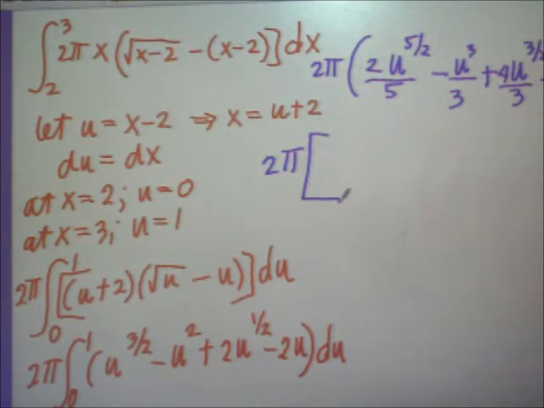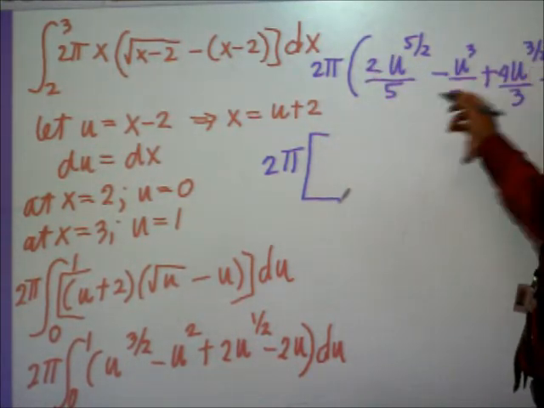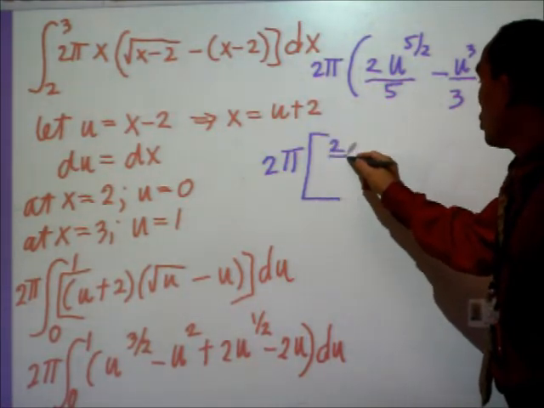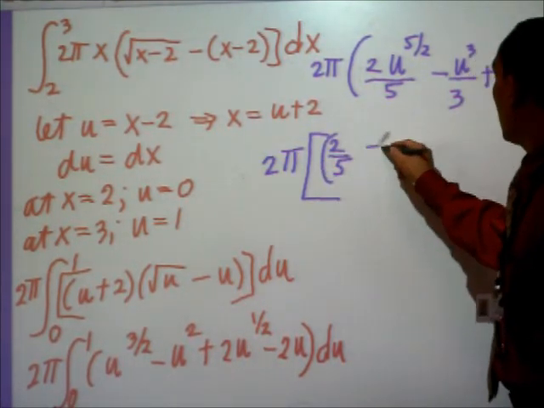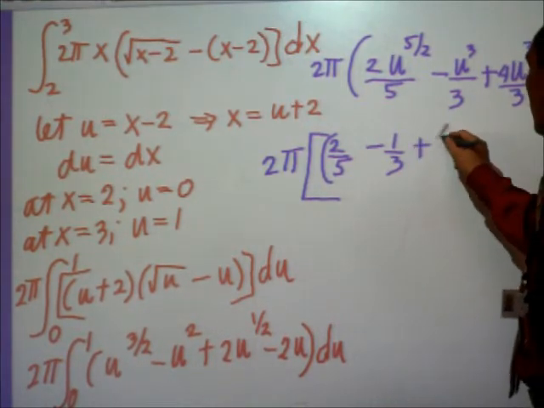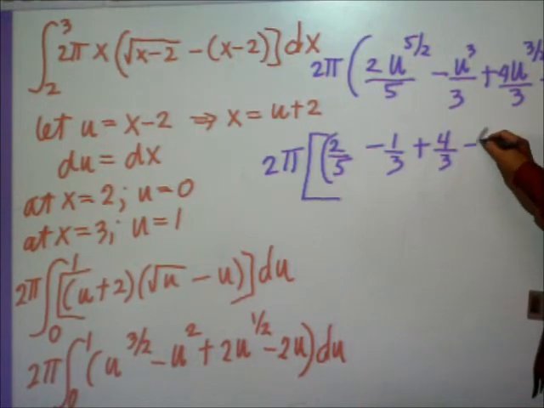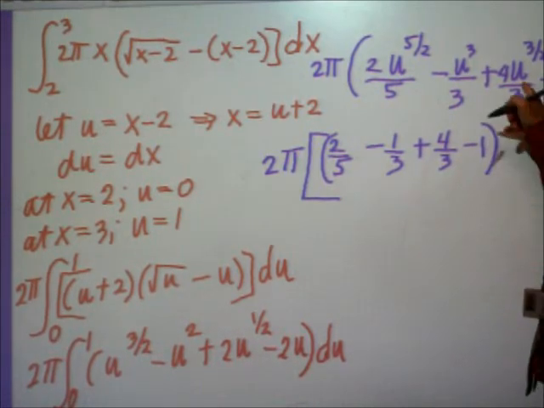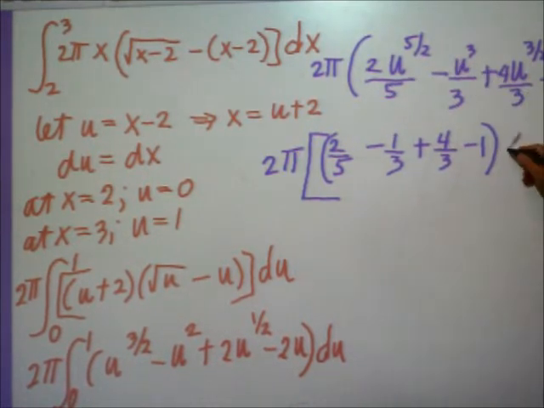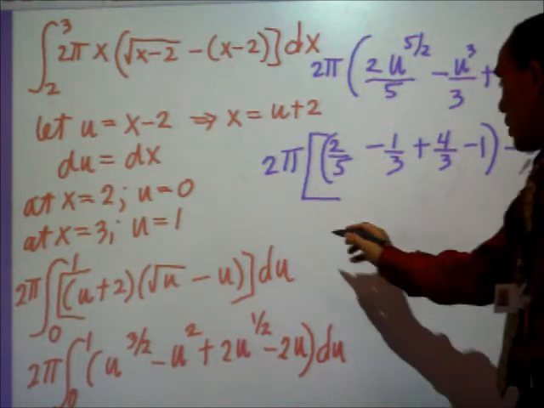So when we plug in 1 here to all of these u's here, this will only become 2 over 5. This will become 1/3. This will become 4 over 3. And this will be only 1. And then if we plug in 0 to all the u's here, that will just be 0. Okay? That's it. Now we keep going.